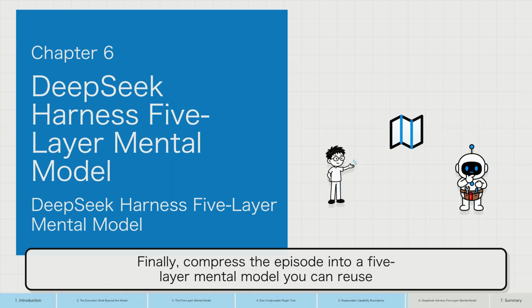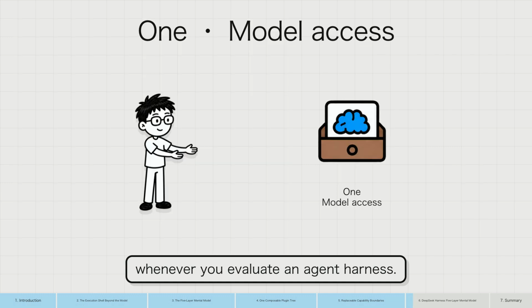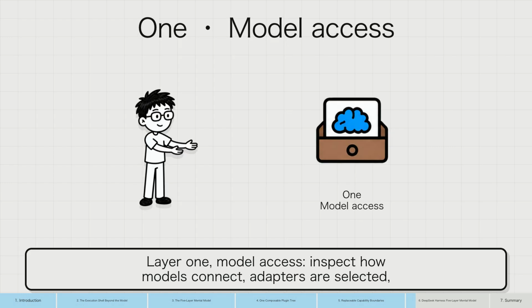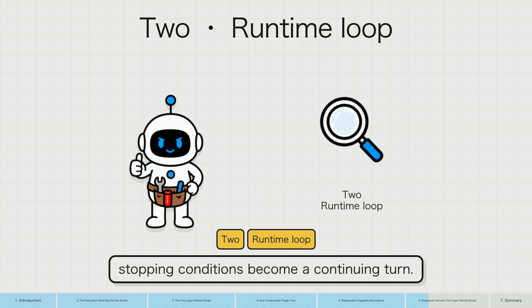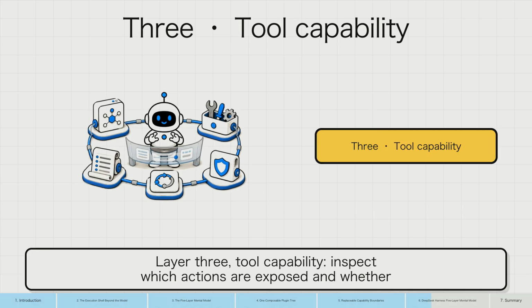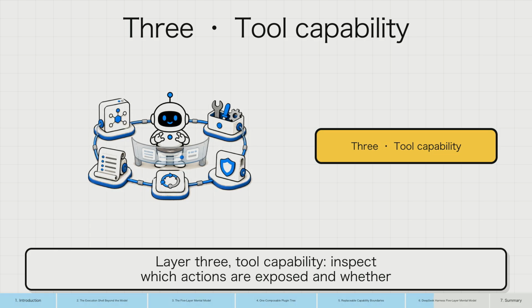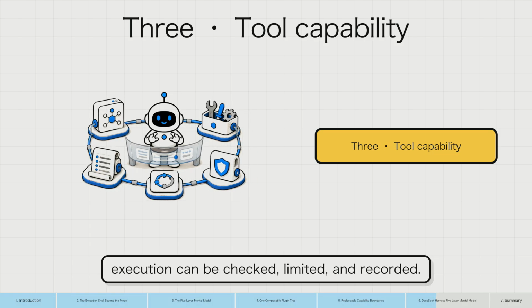Finally, compress the episode into a 5-layer mental model you can reuse whenever you evaluate an agent harness. Layer 1, Model Access. Inspect how models connect, adapters are selected, and requests are formed. Layer 2, Runtime Loop. Inspect how input, model steps, tool calls, and stopping conditions become a continuing turn. Layer 3, Tool Capability. Inspect which actions are exposed and whether execution can be checked, limited, and recorded.